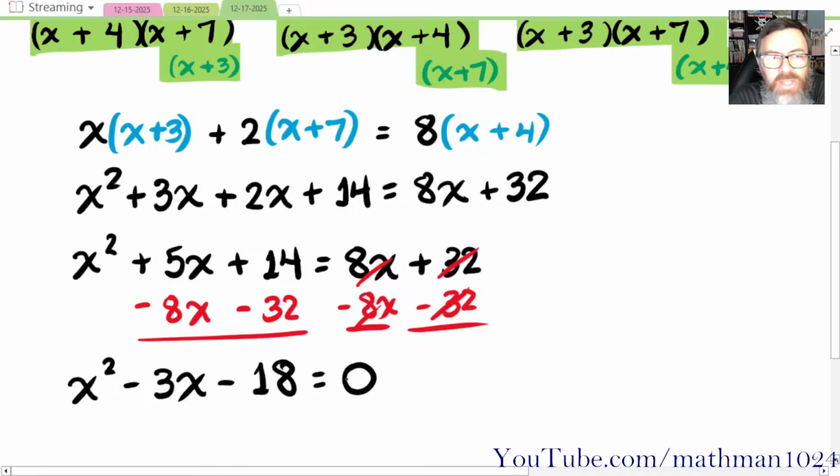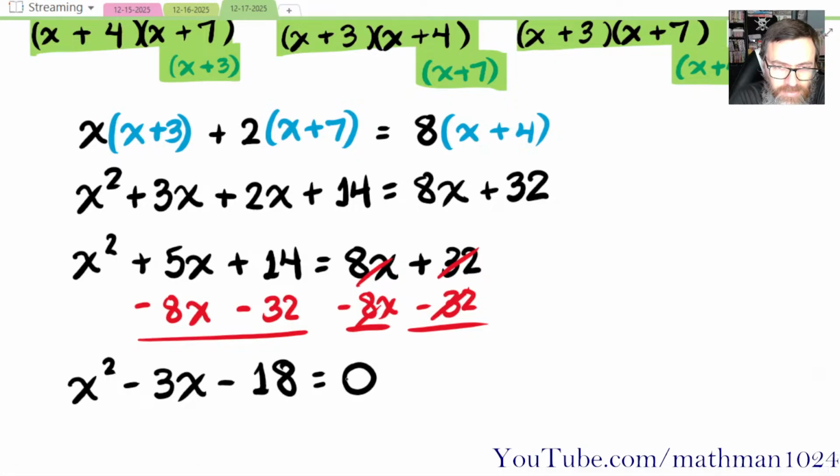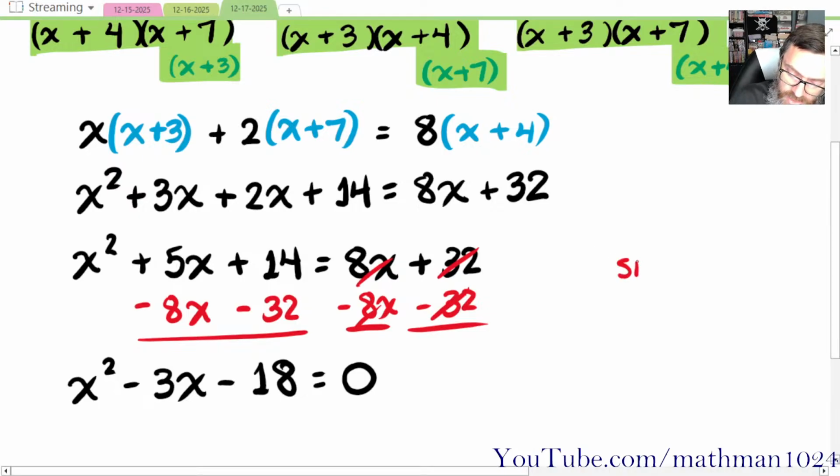So we end up with x squared minus 3x minus 18 equals 0. Make sure that you pay attention to your signs, that you add correctly. With this being quadratic, let's think about our quadratic progression. Can I use the square root property? Well, I've got x squared and I have x, so the answer is no.